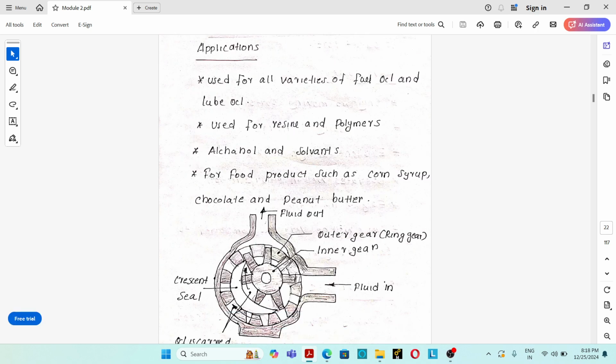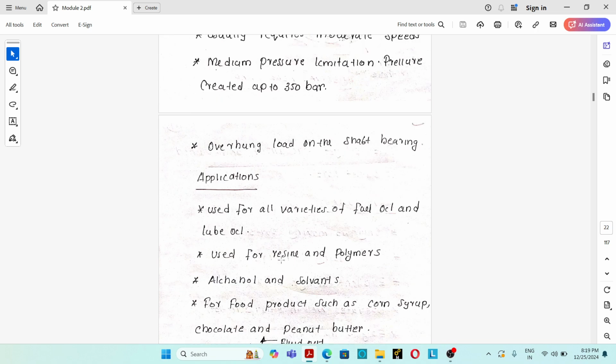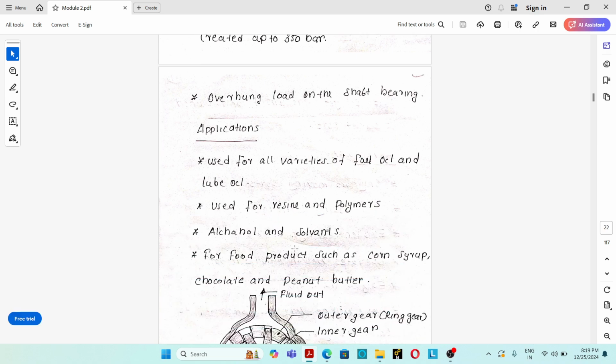On this side there is no hydraulic oil. Only one side, the hydraulic oil will be carrying. So on the shaft there will be a uniform distribution of the load. Shaft will not break. Application: used for all varieties of fuel oil and lube oil, used for resin and polymers, alcohol and solvent, for food products such as corn syrup, chocolate and peanut butter. So these are the applications where we are using internal gear pump.